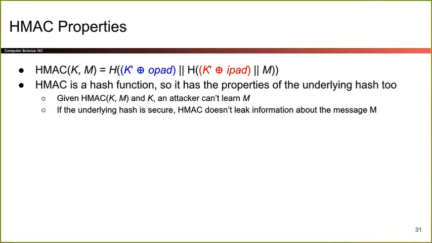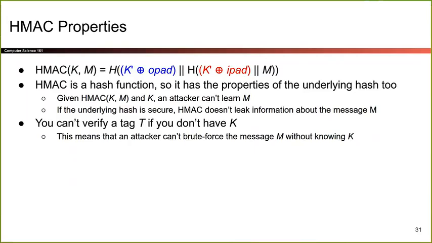Why? Because hashes are one-way, second pre-image, and collision resistant. So because it's basically a hash function, all those great properties of a hash from before carry over to HMAC. So I can't even figure out what the message was. And if I don't have K, I can't even verify that the tag is correct because I can't calculate this value. If I don't have K, I can't even compute this value, so that's cool too. Okay, so those are some properties of HMAC.